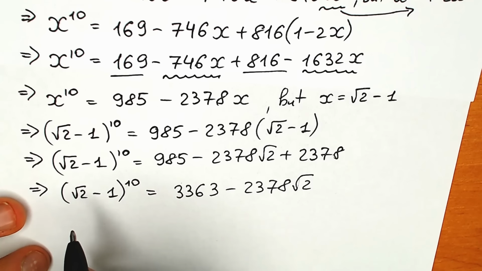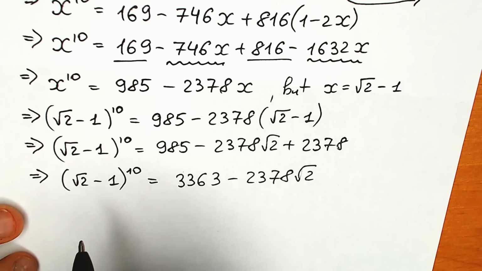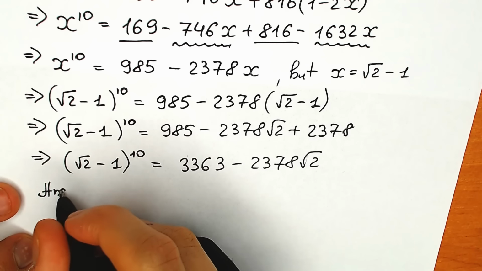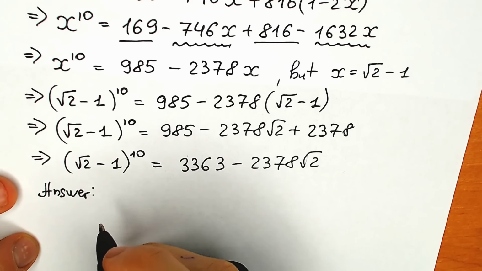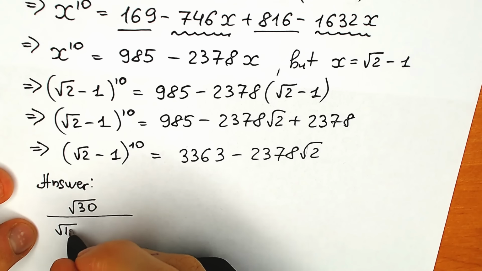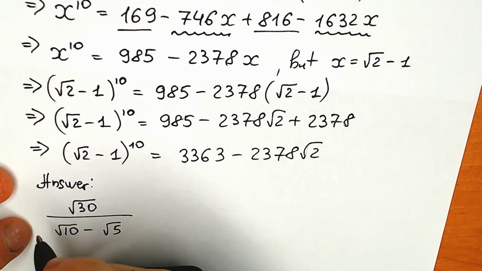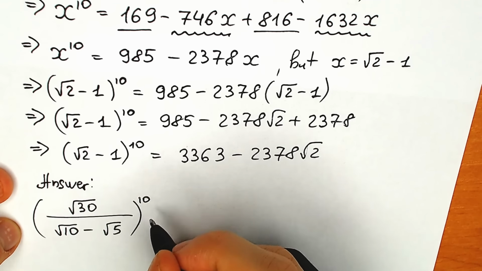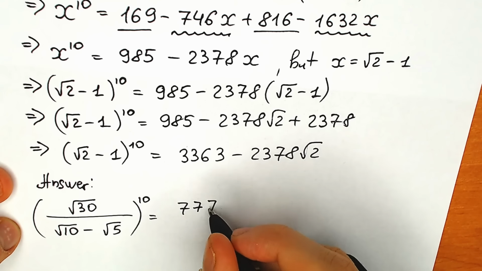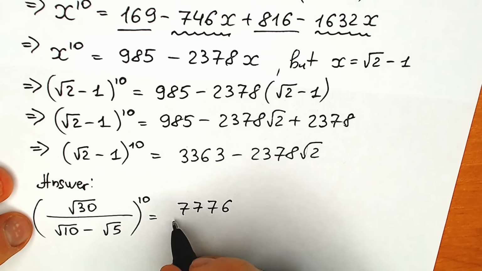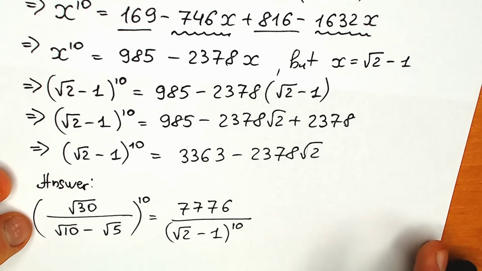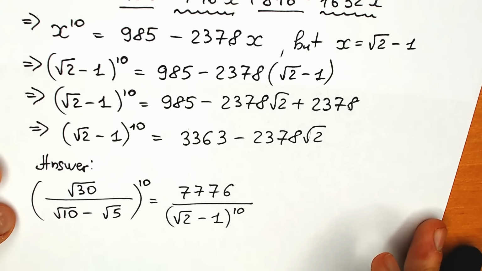So this is our expression that we need to find, but right now I'm going to write the expression from the beginning and then we will plug in exactly that line. In the beginning we had √30 divided by (√10 − √5), we raise this to the power 10, and we had that this is equal to 7,776 all over (√2 − 1)^10. This is our second line in the beginning, so you can scroll the video and easily see it.